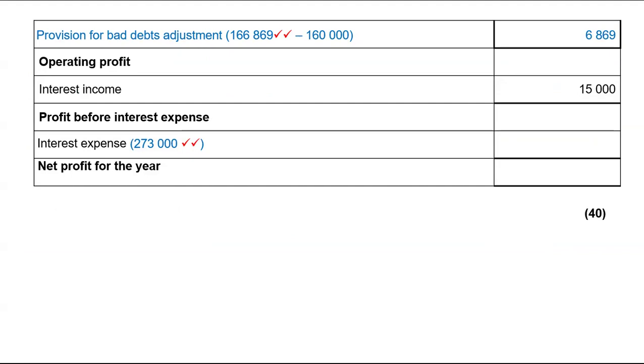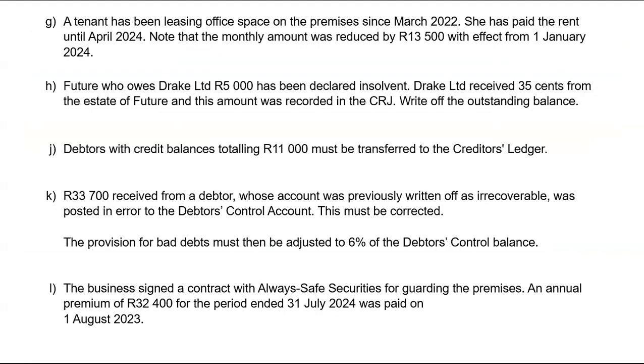Last one. The business signed a contract with Always Safe Securities for guarding the premises. An annual premium of 32,400 for the period ended 31 July 2024 was paid on August the 1st, 2023.